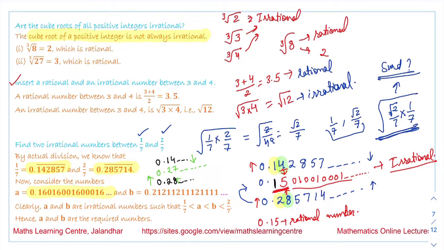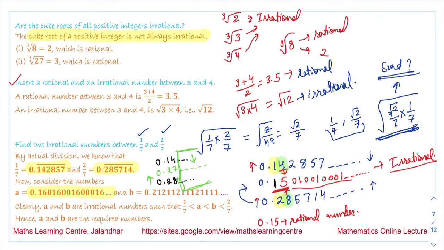If in place of irrational numbers you are asked to write rational numbers, just avoid these dots. If we avoid these dots, the decimal representation will become terminating and the numbers will become rational numbers.